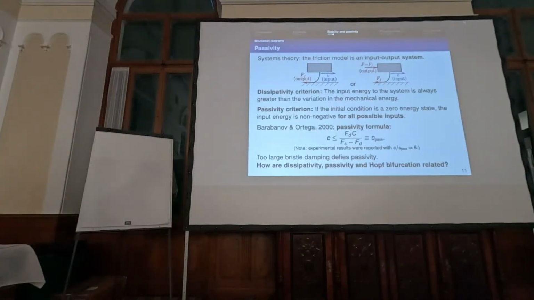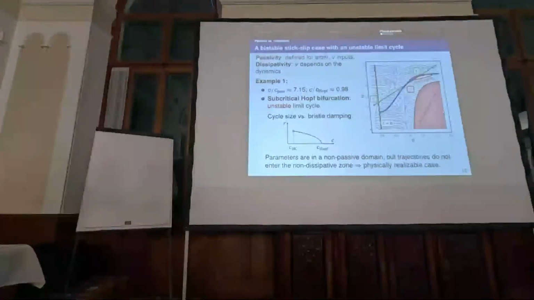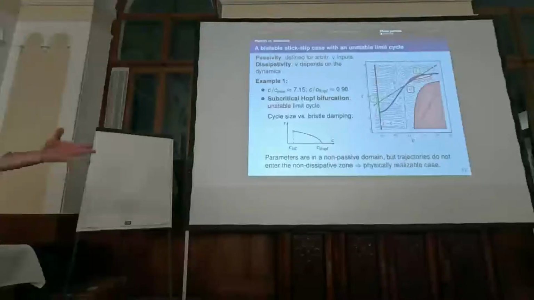So we wanted to know how the dissipativity, the passivity, and the Hopf bifurcation are related. I will show you a couple of examples. Here, the Bristol damping is 7 times bigger than the limit, and we are near a subcritical Hopf bifurcation, which means that we have an unstable limit cycle near a stable slipping solution. We could identify the zone where the dissipativity is violated, but you can see that this limit cycle doesn't enter this zone, so it can physically be realized.